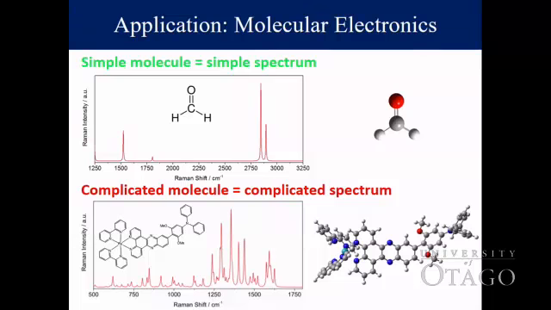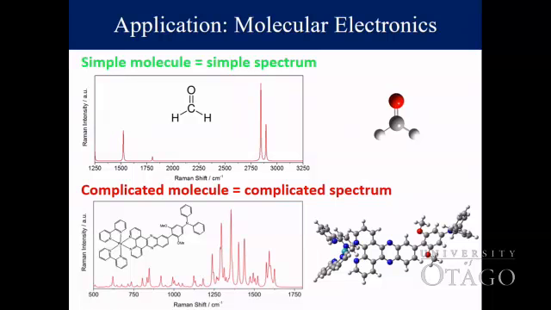And this is where Raman spectroscopy comes in. So as I showed you before, this here is the Raman spectrum of formaldehyde. Formaldehyde is a reasonably small and not particularly interesting molecule, so it has quite a simple Raman spectrum, whereas a compound that could be used in a solar dye, such as the one shown here, is a much larger, much more complicated structure, so therefore it has a much more complicated Raman spectrum.